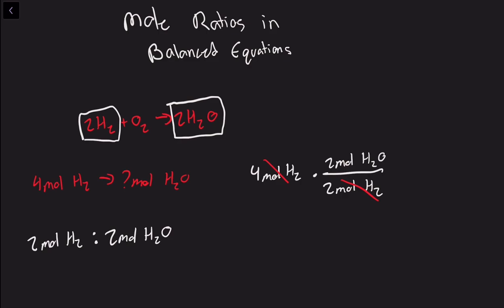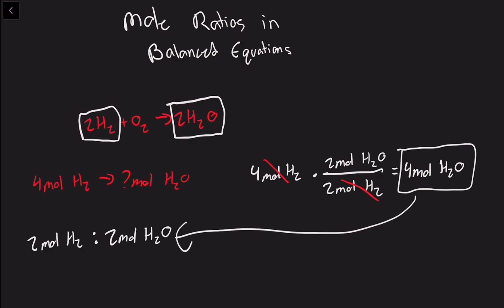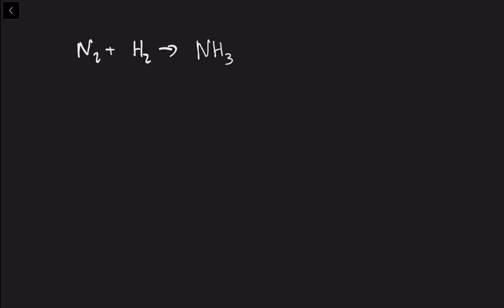So now we just solve algebraically. 4 times 2 over 2, which is our ratio, gives us 4 moles of H2O. We also know this is correct because if we refer back to our ratio, if we have 2 moles of H2, we get 2 moles of H2O. They're the exact same. So that means if we have 4 moles of H2, naturally we'll have 4 moles of H2O. Let's look at another example.